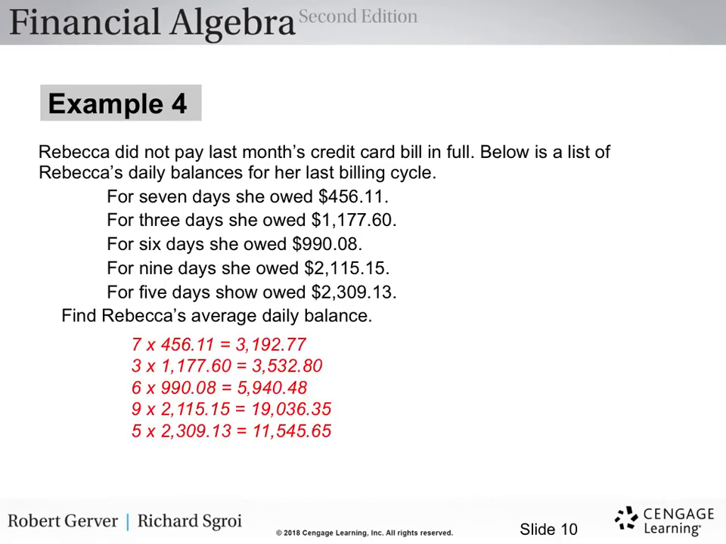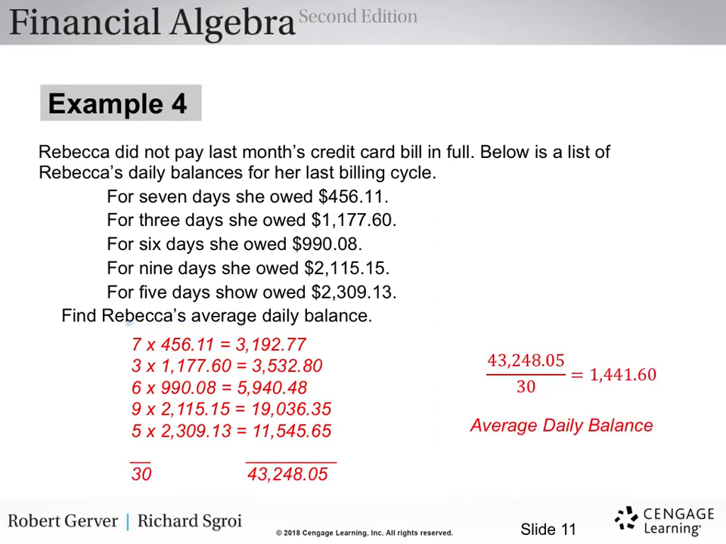All right, so what I'm going to do is I'm going to take each balance and multiply it by the number of days that that balance was in effect. So for example, that first case, 7 days of $456.11, we're going to multiply by 7. The next, the 3 days, the next, the 6 days, the next, the 9 days, the next, the 5 days. So for each balance, we're going to multiply it by the number of days she owed that balance.